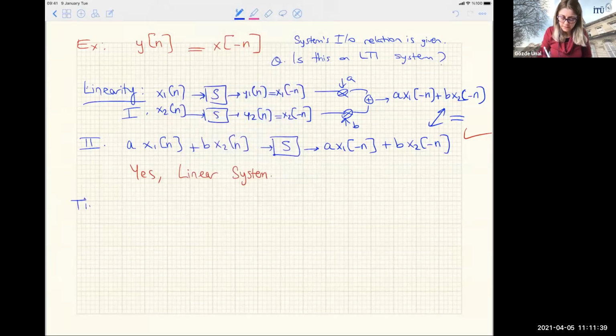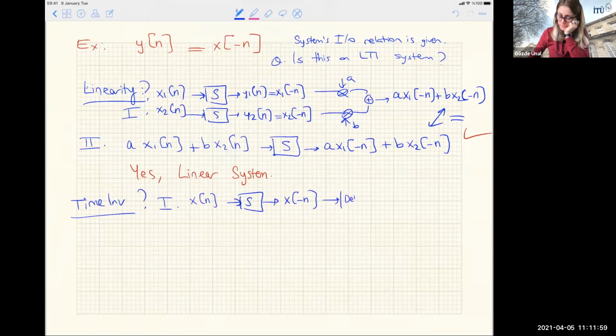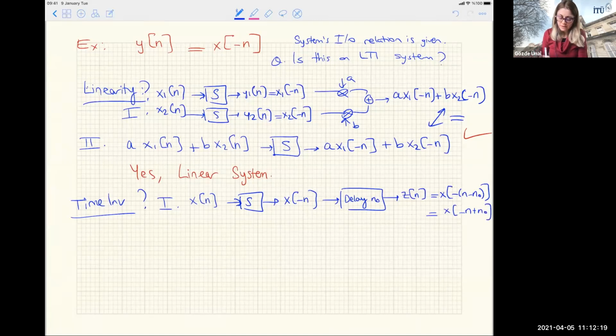Now look at the time invariance. Is this a time invariant system? So linearity and time invariance. Let's check x of n. Let's make it first go through the system S. X of minus n first. Now delay it by n0. I could have given it another variable name. X of minus n0, right? Which is equal to x of minus n plus n0. This is what we get.